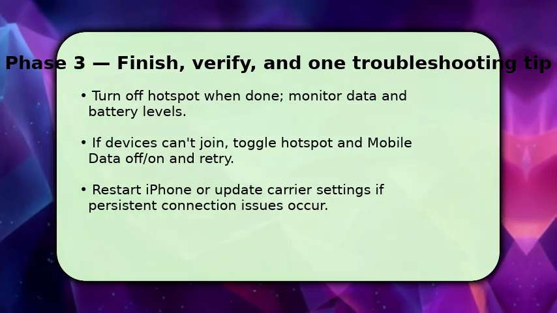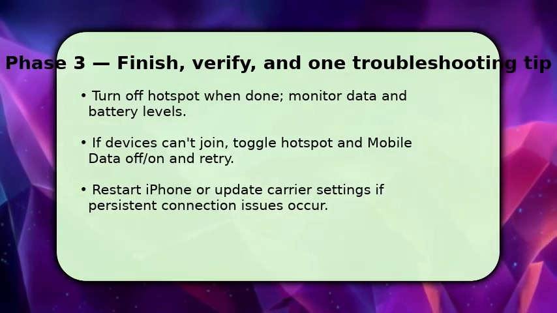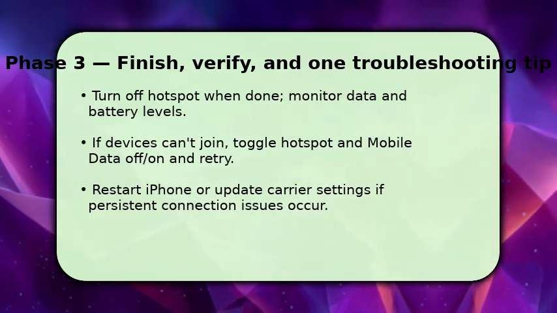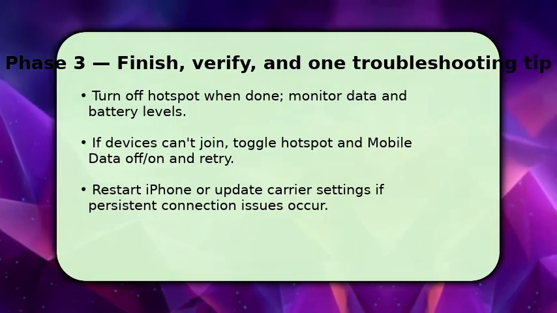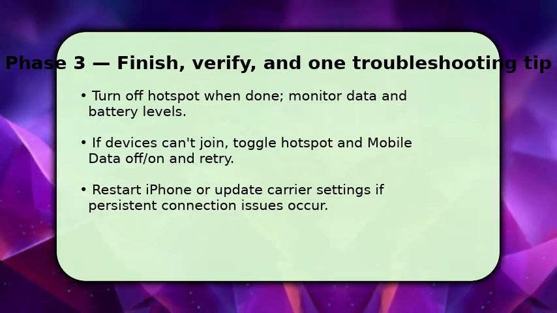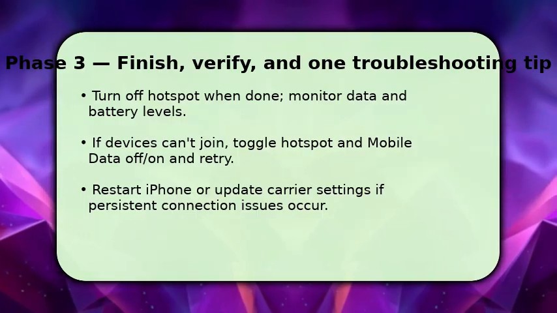If someone can't join, first toggle mobile data and the hotspot off and on. This resets the radio and often fixes the issue. If that fails, restart your iPhone or tap Settings, General, About to trigger carrier setting updates. One key troubleshooting tip: if USB fails, try a different cable or change to Wi-Fi to isolate the fault.